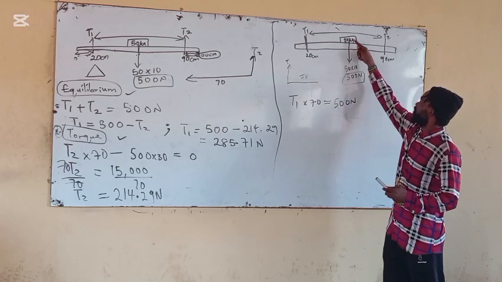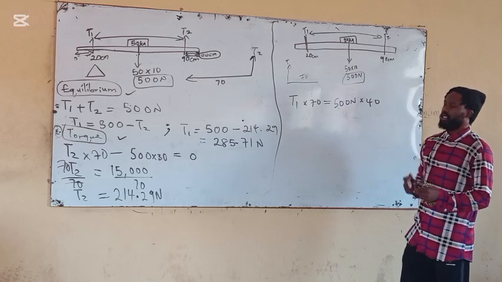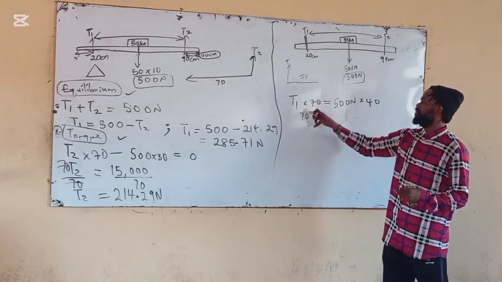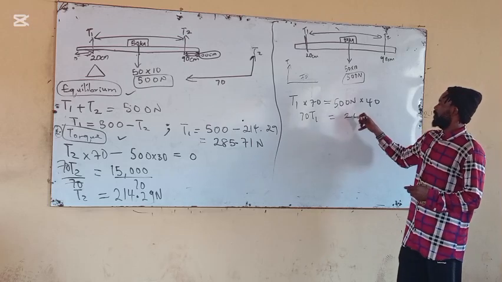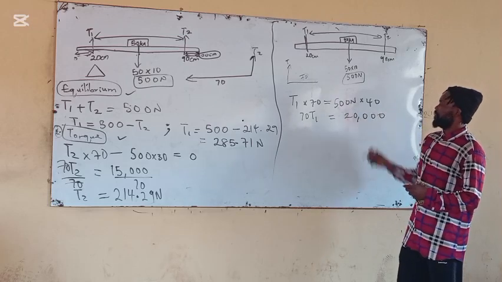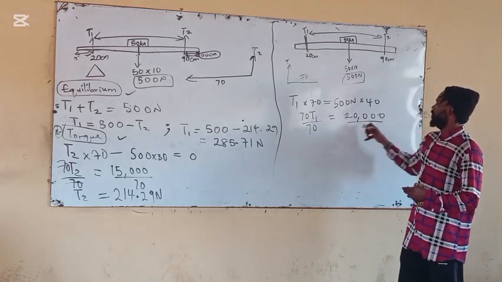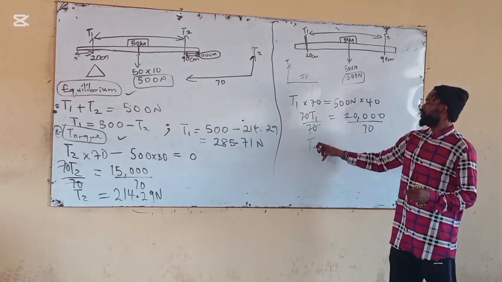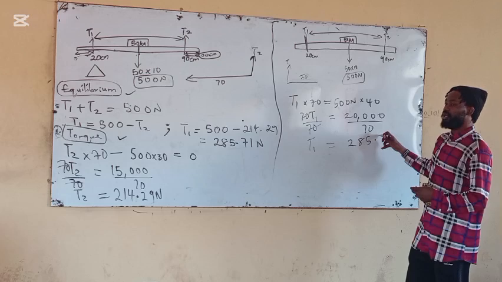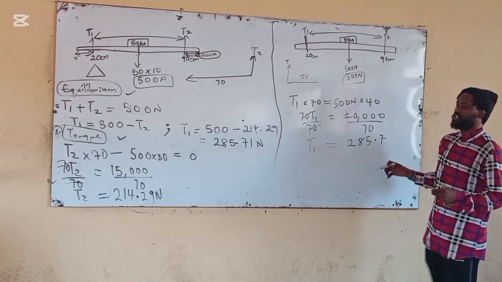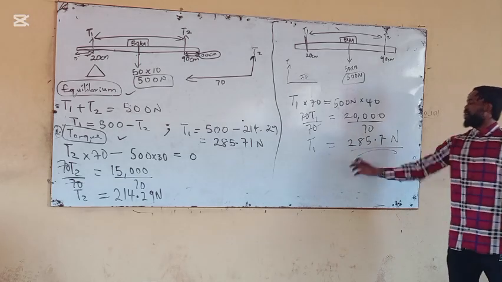Then what is the distance from this point to this particular one? 40, so times 40. So that I have 70 T1 equals 500 times 40, which is 20,000. Okay, we will divide both sides by 70. So T1 now becomes what? 0.7 should be in Newton, is it not? Alright, so I've gotten T1.